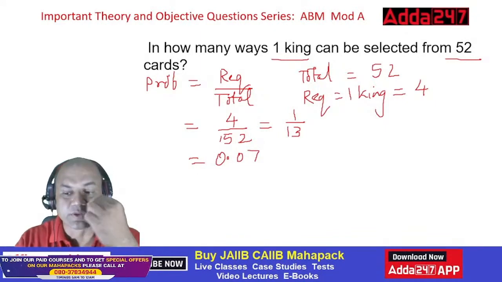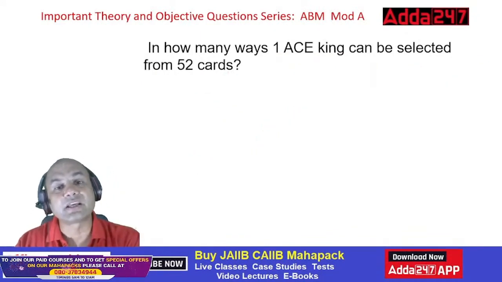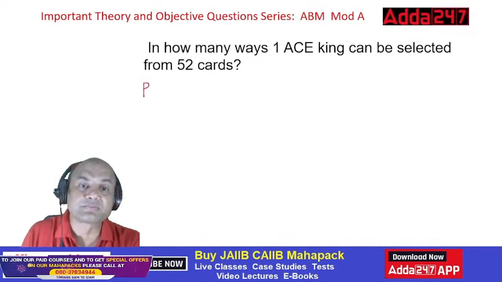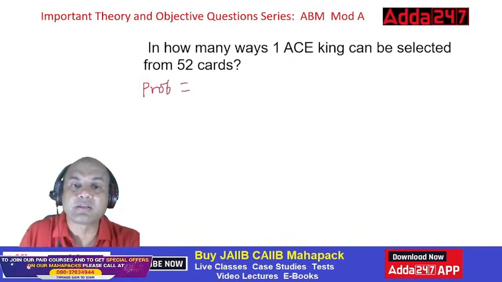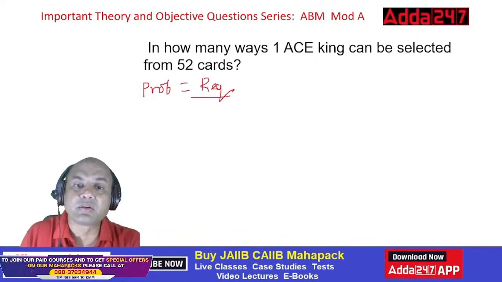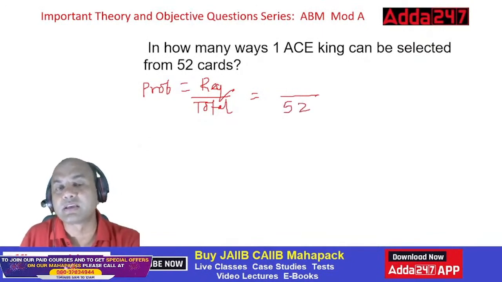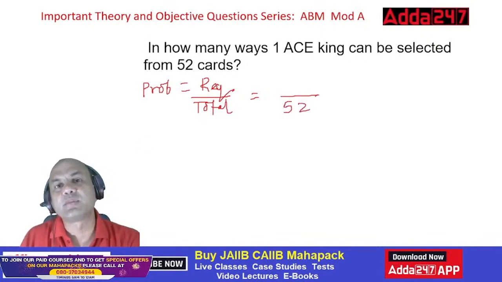Next one. In how many ways can one ace king be selected from 52 cards? Means one ace king to be selected from 52 cards. So again, probability equals required upon total, right? So what is required now? One ace king. And what is total? Total is 52 cards. So total is 52 over here. What is required now? One ace king. How many ace kings are there in the pack of 52?